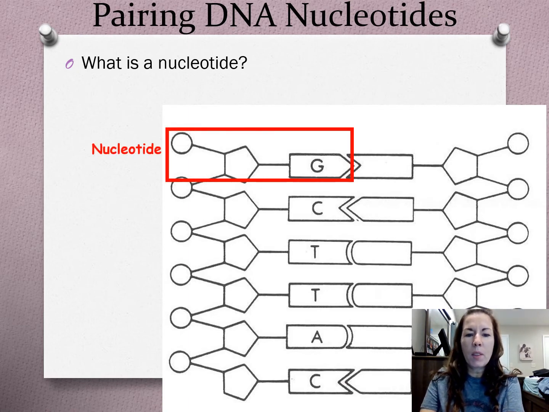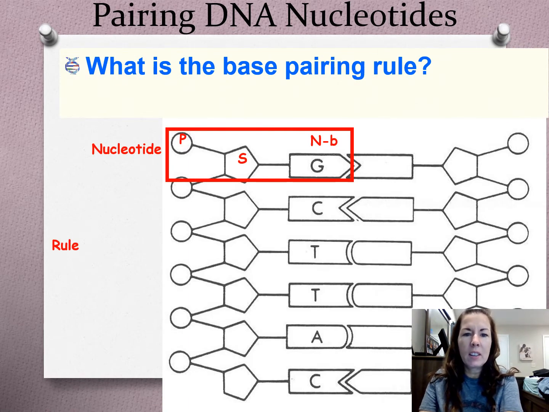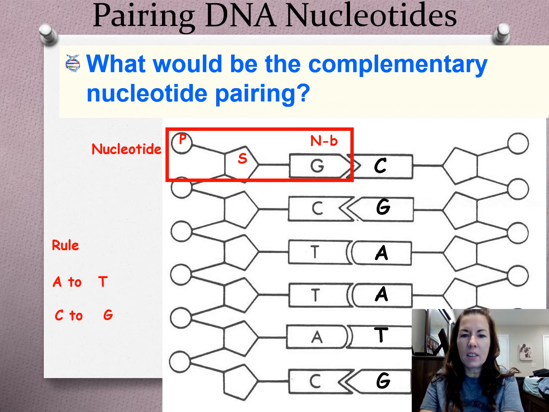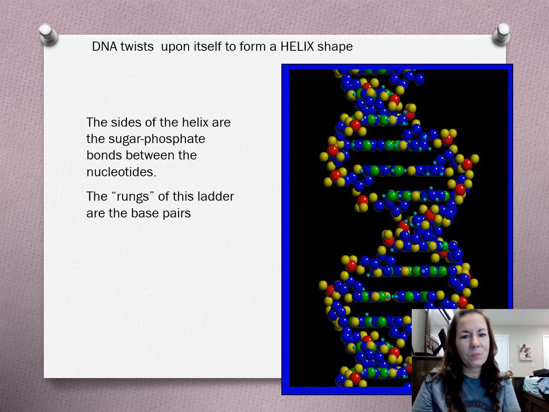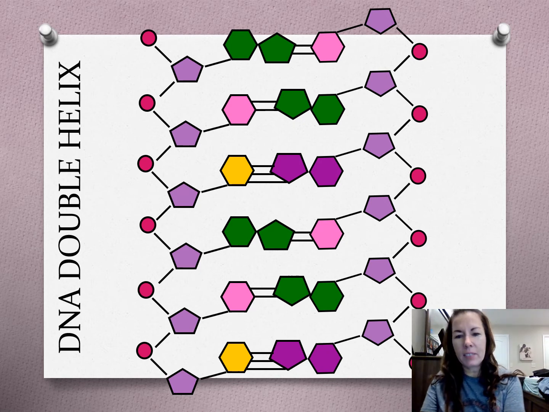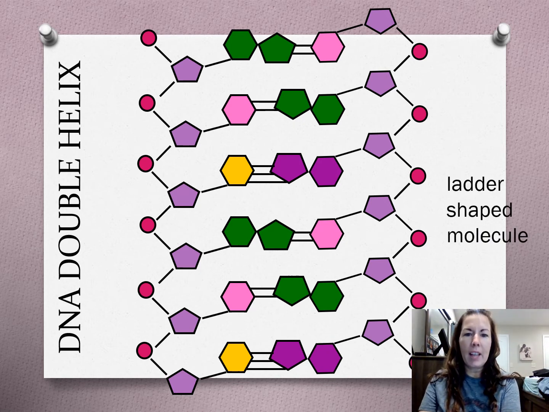So this is the component that makes up a nucleotide. So there's the phosphate, the sugar, and the nitrogen base. And so we know if we're going to make complementary base pairs with this other strand, it would look a whole lot like this. G to C, C to G, T to A, A to T, and C to G. And so if you lay DNA out flat, it really does look like a ladder.